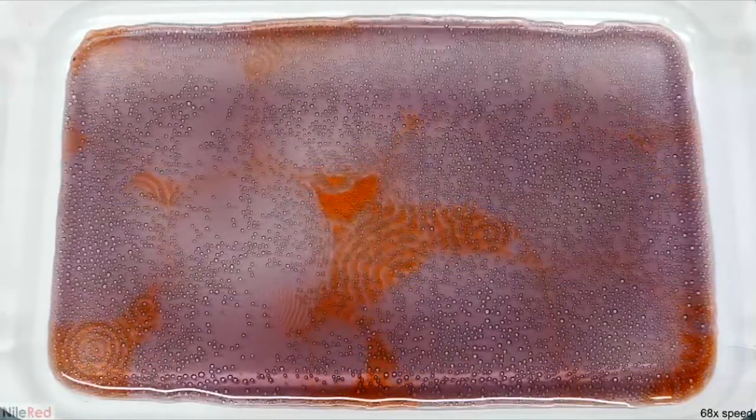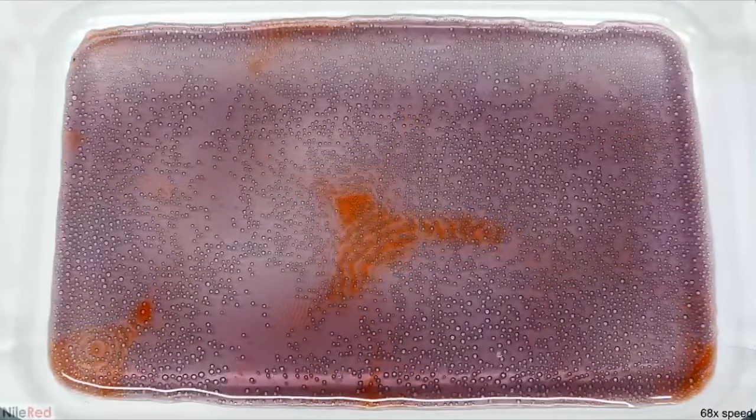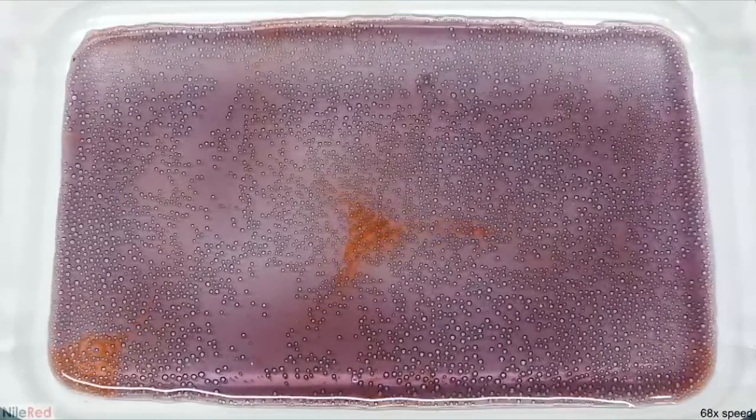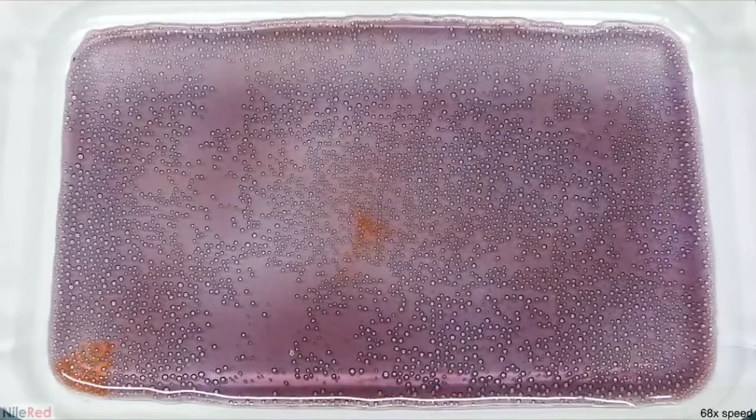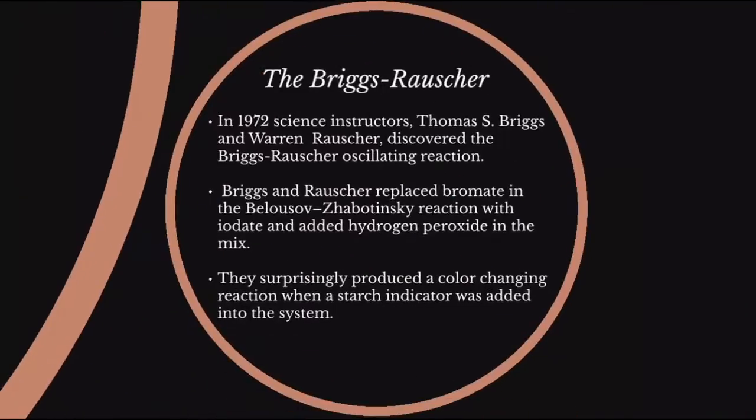Later, in 1964, the Belousov-Zhabotinsky reaction was researched and verified by A.M. Zhabotinsky. Furthermore, in 1972, science instructors Thomas Briggs and Warren Rauscher at Galileo High School in San Francisco discovered the Briggs-Rauscher oscillating reaction when articles in the Journal of Chemical Education caught their eye.